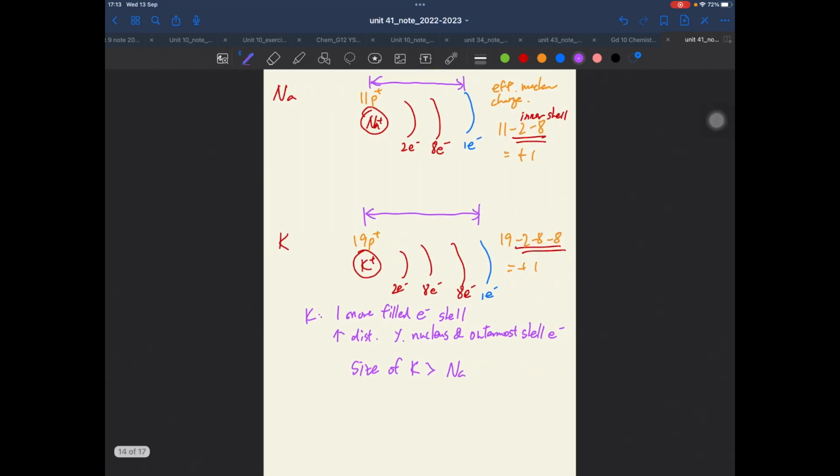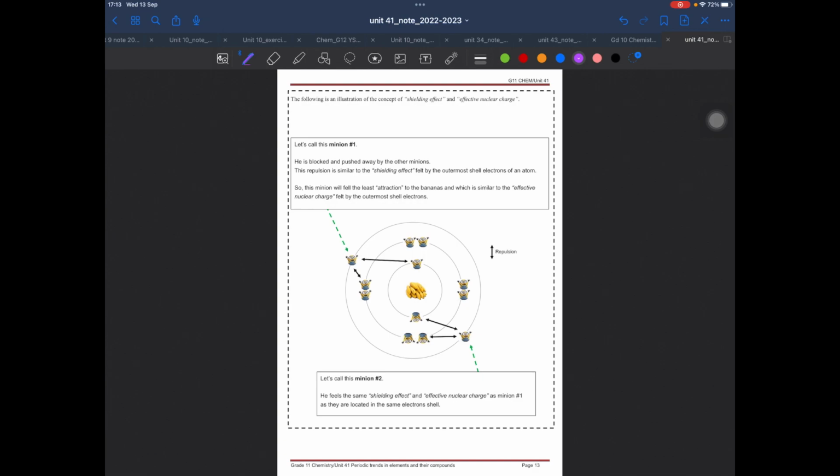So here, if you're happy with it, here shows you the illustration. Please feel free to have a look.